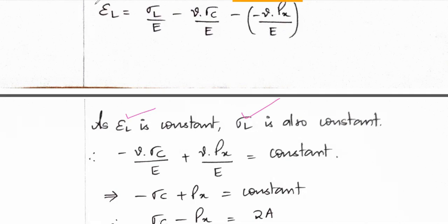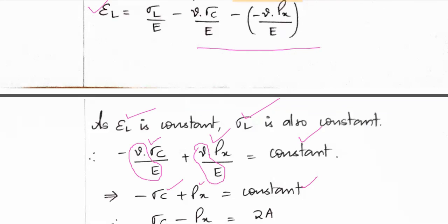So on the right hand side you have epsilon L, which is constant. There are two terms remaining: minus nu into sigma C divided by E, and plus nu Px by E, since minus into minus is plus. So this will be equal to a constant. Poisson's ratio nu is a constant, Young's modulus E is a constant, so you can also remove these. What will remain is minus sigma C plus Px is equal to a constant.